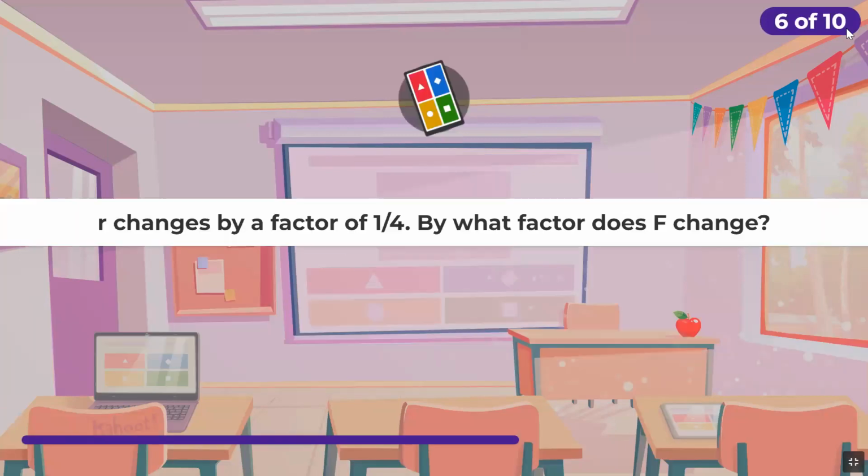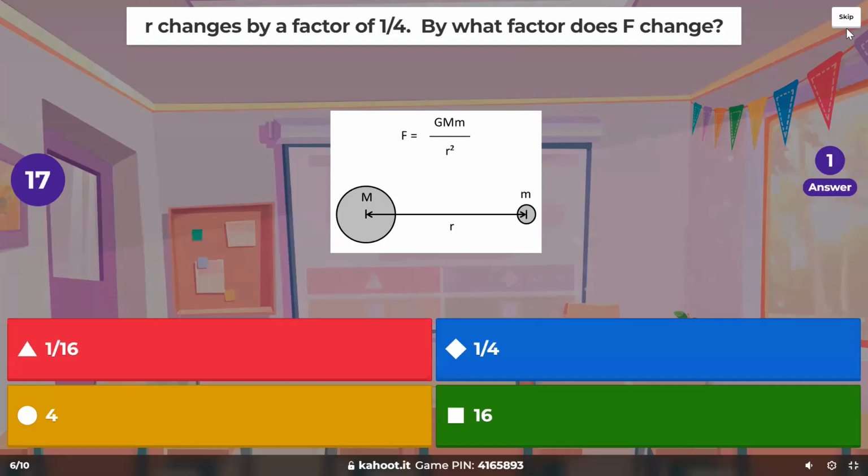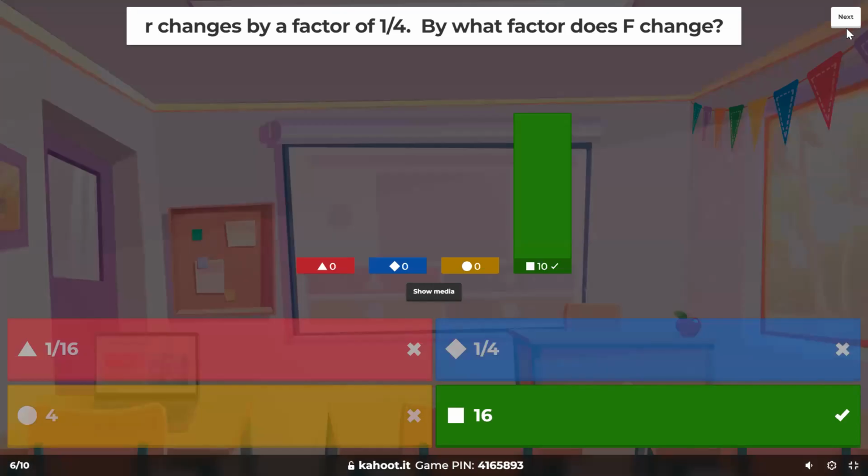Exact opposite. Now we're gonna cut that distance to 1/4 of what it used to be. Closer together. 1/4. Yeah. All right. We got that. So it'd be the exact opposite.